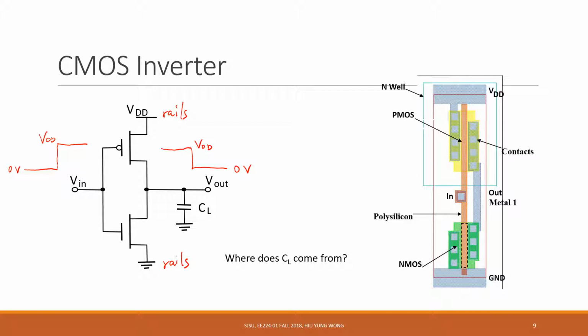This is not difficult, but usually we will put a CL here. What is CL? It's the load capacitance. But we don't deliberately put a load capacitor there usually. It comes from a few things. First, it can be the drain to body capacitance for both transistors.